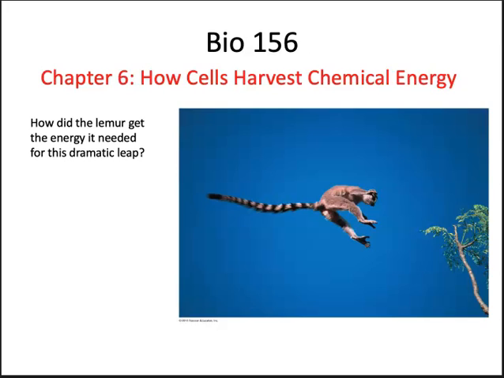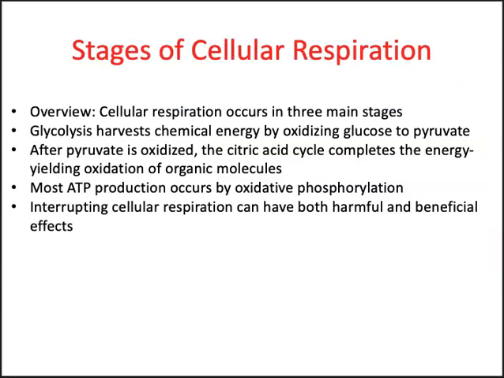Hi, this is Bio156, Chapter 6, How Cells Harvest Chemical Energy. This is the fourth of 7 videos for this lecture topic. In this video, we'll do a brief review of the 3 stages of cellular respiration, and then we'll dive in more depth into how glycolysis harvests chemical energy by oxidizing glucose to pyruvate.